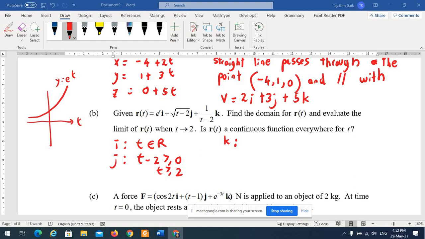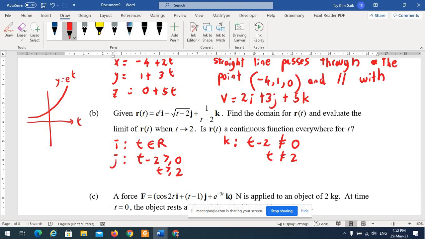For domains, you must find any restrictions. If you have a quotient function like this, we don't want the denominator to become 0. Because if the denominator becomes 0, you have 1 divided by 0, which is infinity. We don't want that. Infinity is not a real number. That's why when you have a quotient function like this, you always set whatever is at the denominator, t minus 2, cannot be equal to 0. Then t cannot be equal to 2. So this is the answer. It means when t equals 2, 2 minus 2 is 0, 1 divided by 0, infinity.